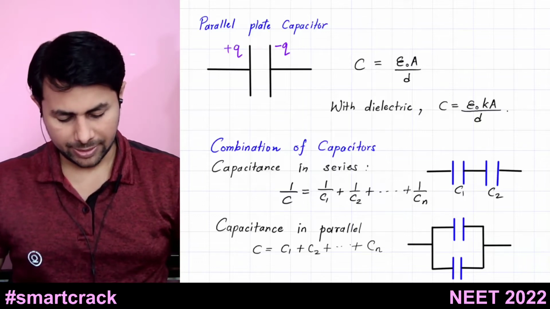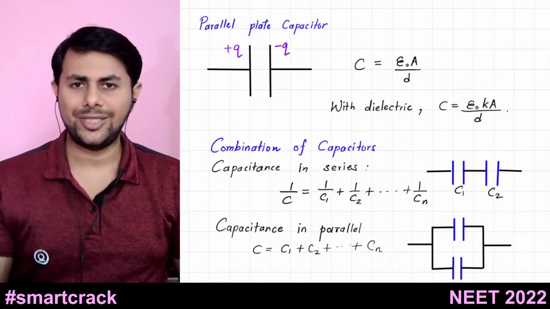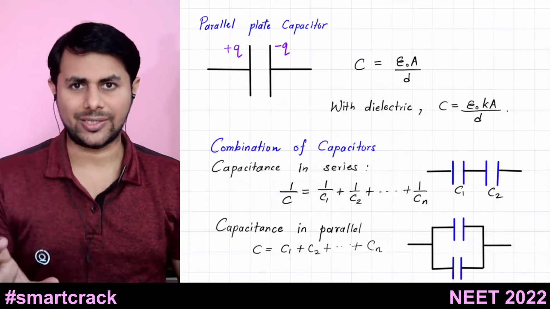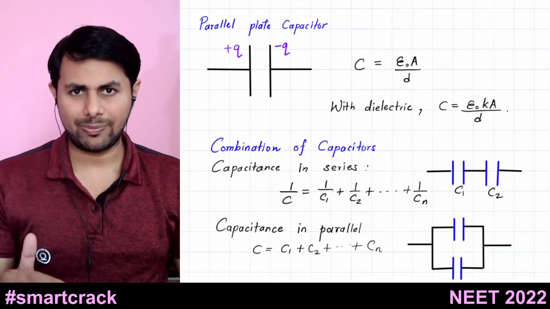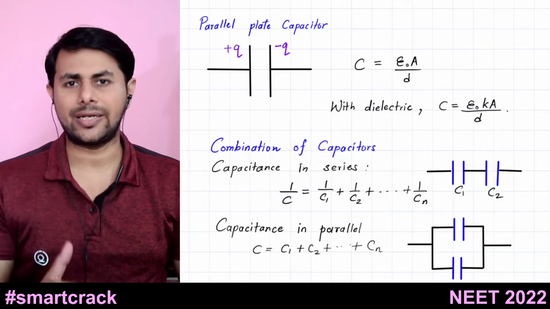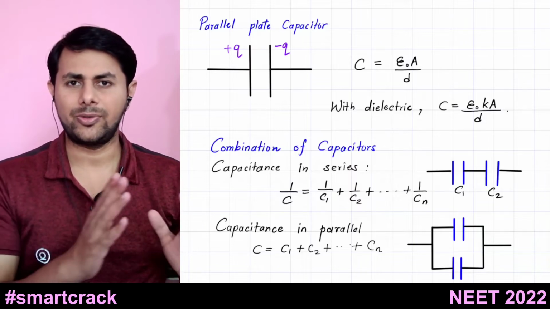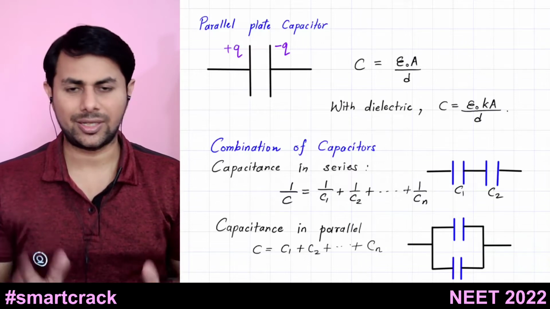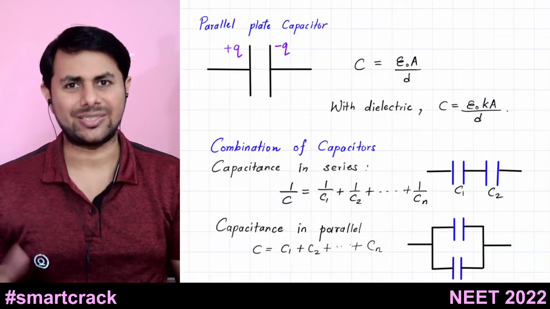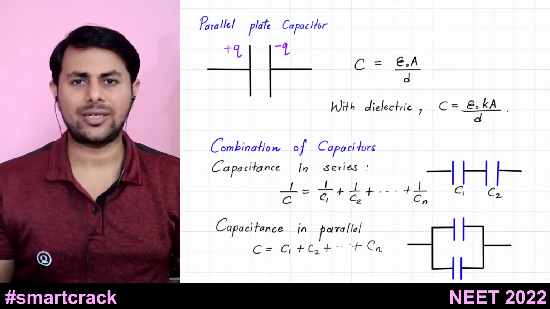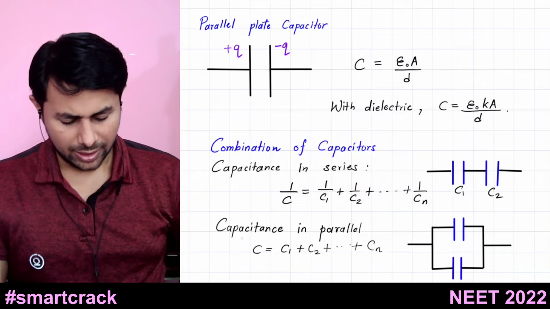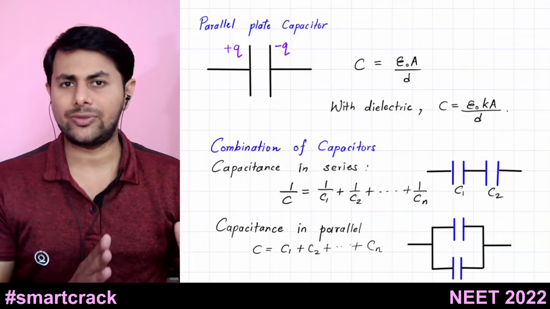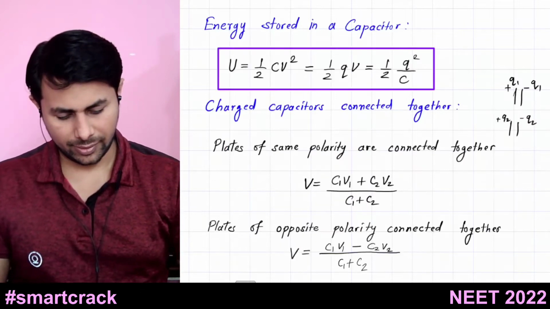So in series, the reciprocal of the resultant capacitance is equal to 1 over the first capacitance plus 1 over the second capacitance, and so on, up to 1 over the nth capacitance. That is, the sum of the reciprocals of all the individual capacitances gives you the reciprocal of the resultant capacitance. And for a parallel combination, the net capacitance C is just the sum of all the individual capacitances.